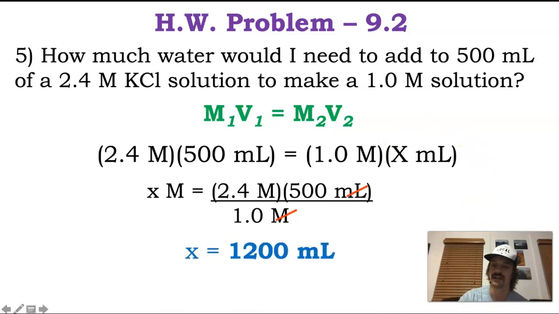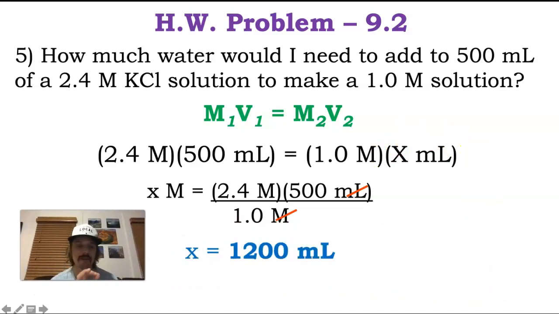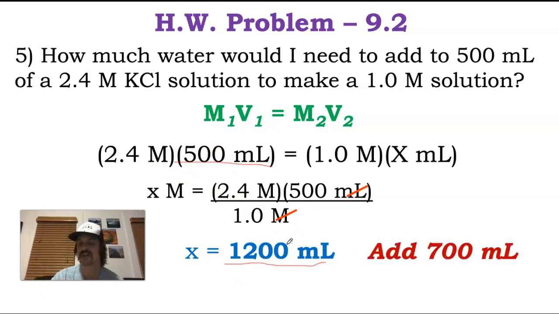But that is not my final answer, because the question says, how much water do I need to add? This is my final volume. How much water do I need to add to this 500 milliliter solution to get to this? 700. Because the question is asking how much water I need to add, I need to take into account the volume that I already started with. This is your final volume, but I started with 500. So how many milliliters did I add? 700. Notice I just left it in milliliters. It's okay if you did it in liters. Either way is fine as long as both sides are the same, V1 and V2.